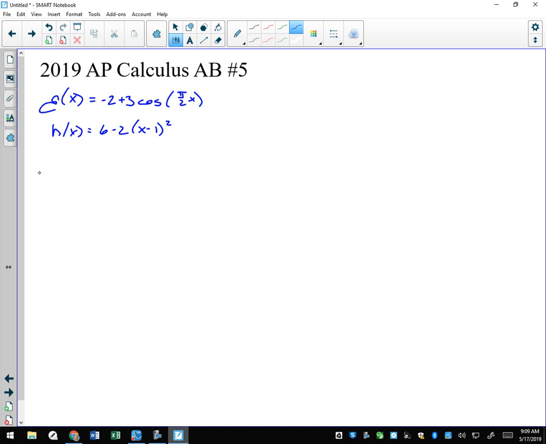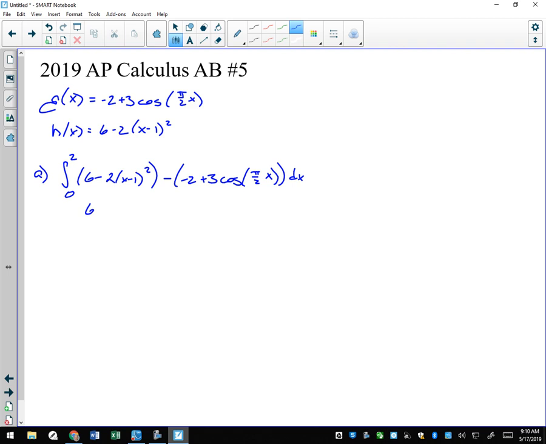Okay, find the area of R. This is going to be a pretty straightforward setup. It's going to be the integral from 0 to 2 of the top function minus the bottom function, and we have to decide which one is going to be the top. Yeah, the top is h, so 6 minus 2 times (x minus 1) squared minus the bottom, which is -2 plus 3 cosine pi over 2 x. I forgot the dx. Watch your parentheses. You probably got a couple of points for that setup. Probably 1 point for the setup. You'll get 1 point for the antiderivative.